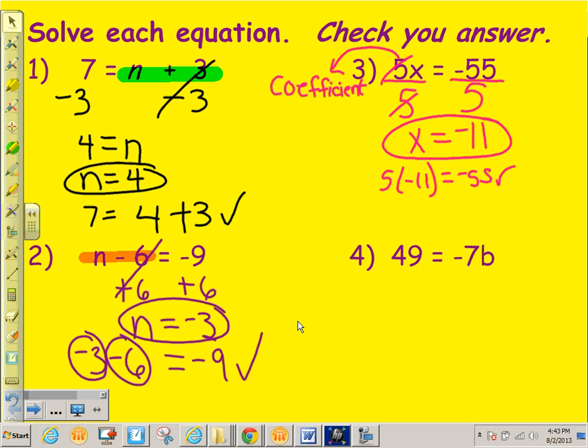49 is equal to negative 7b. So we want to know, what are we multiplying by negative 7 to get a positive 49? We always divide through by the coefficient. In this case, the coefficient, which is the number in front of the variable, is a negative 7.